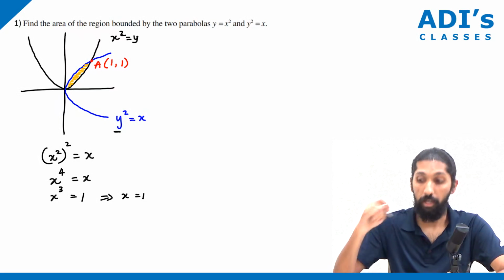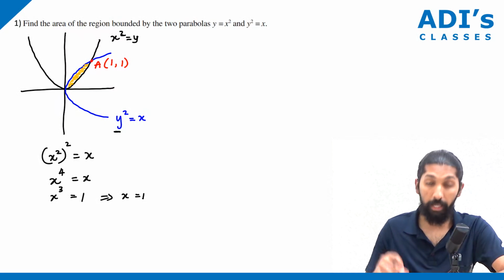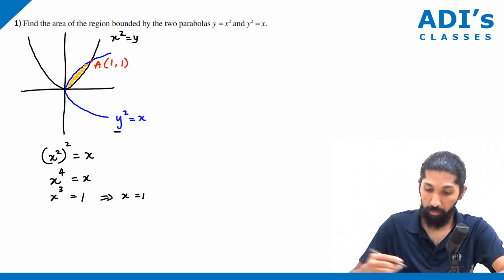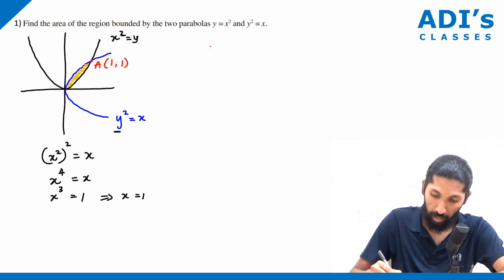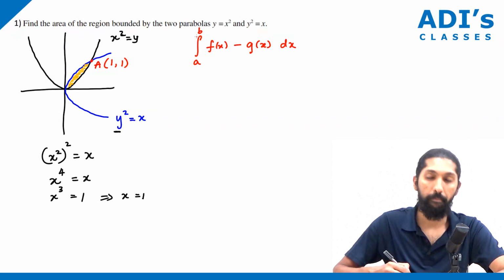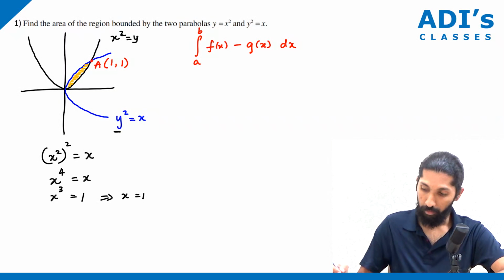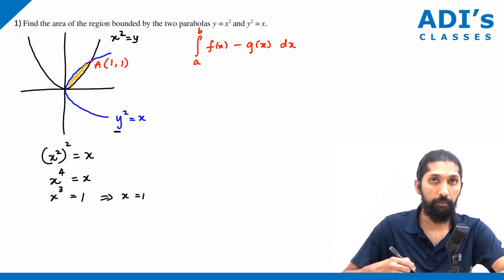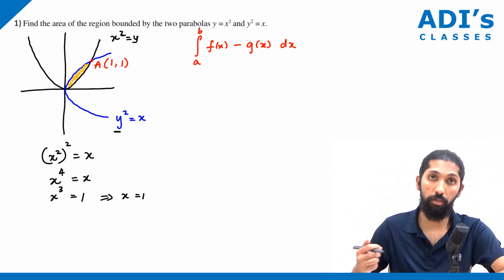Well and good. Now we need to figure out which area to take, because the formula is what? The formula is integral from a to b of f of x minus g of x dx. Correct? This is the formula. Now, which one do we take as f of x? Which one do we take as g of x?